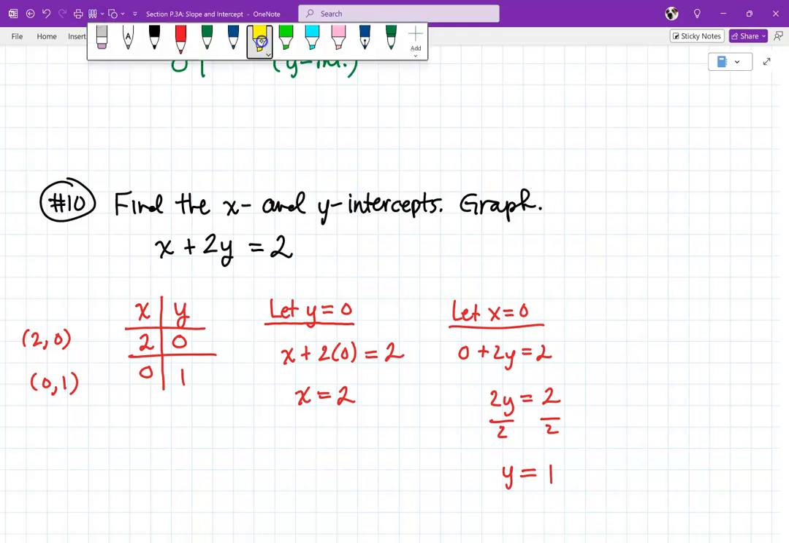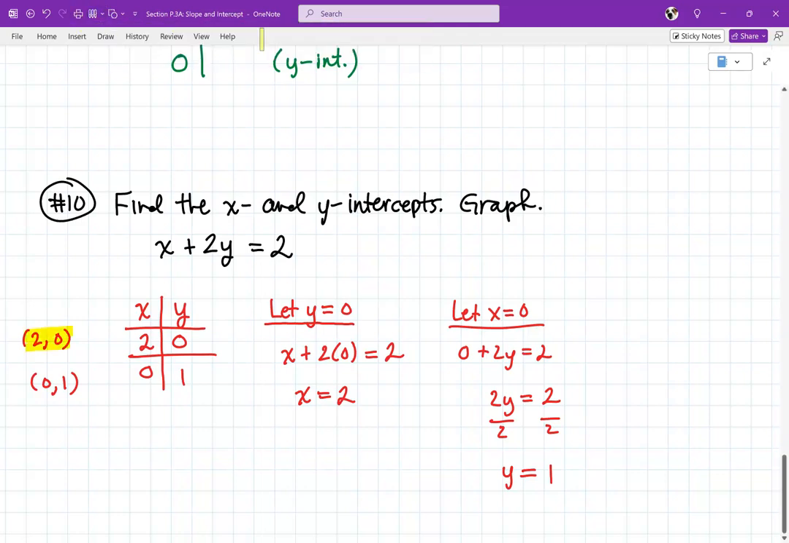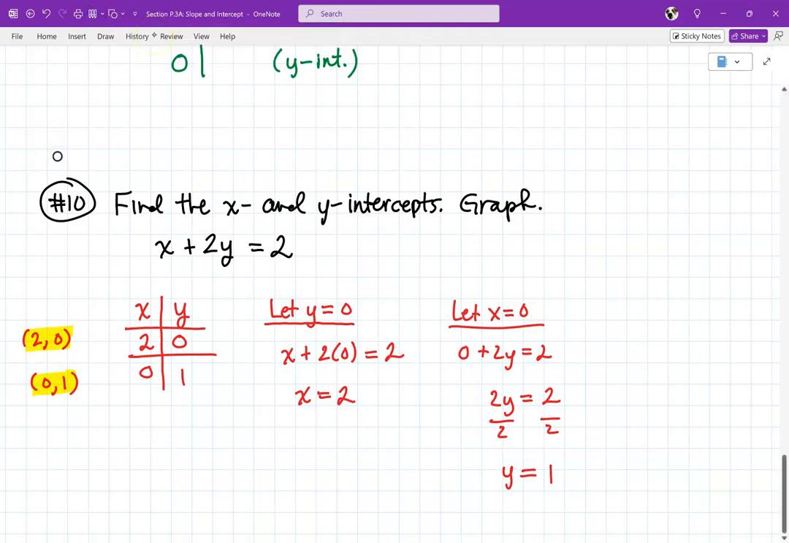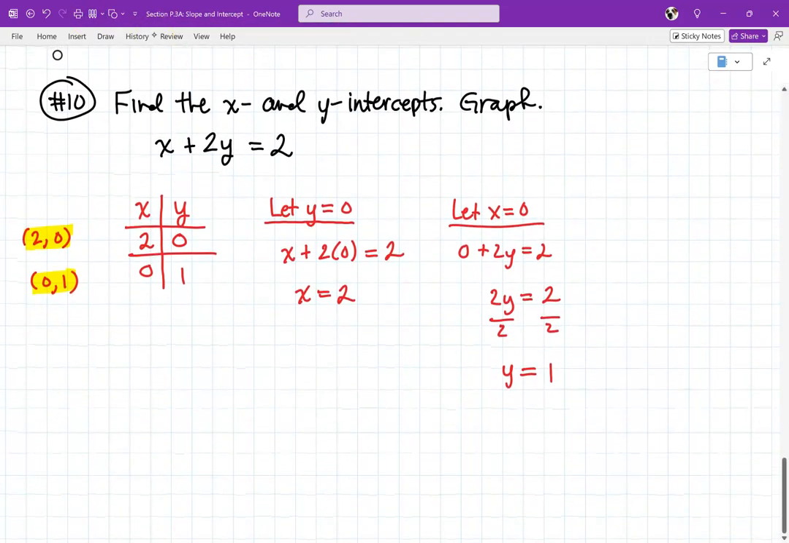Now these 2 points are really important, so I'm going to highlight them, because I've got to graph. They told me they want me to graph. So I found the x-intercept: 2, 0. The y-intercept is 0, 1. All I'm going to do now is graph them and connect the dots to make a line.